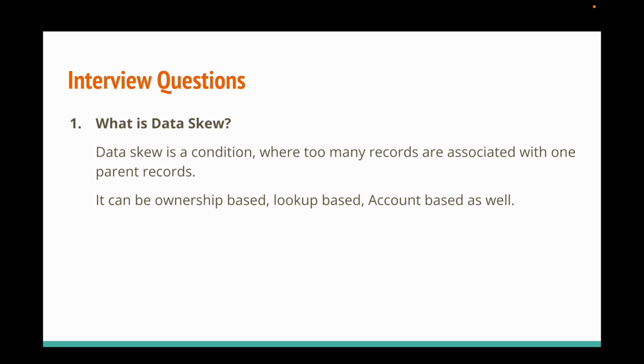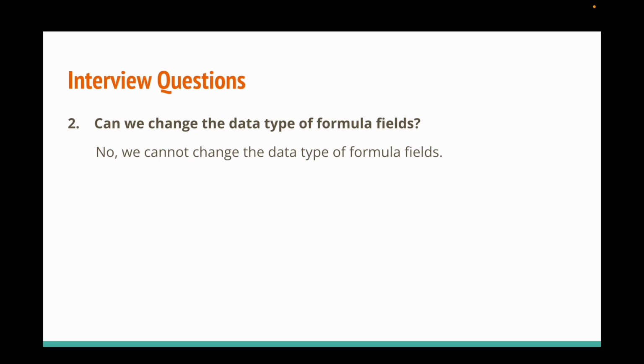Let's move on to the second question, that is, can we change the data type of formula fields? The answer is no. No, we cannot change the data type of formula fields. It could lead to the loss of data. Suppose a formula field has a returning data type of number, but we change the data type of that formula field to a text field or some other field. There is a chance that if some of the records have that field populated, it will lead to the loss of that data.